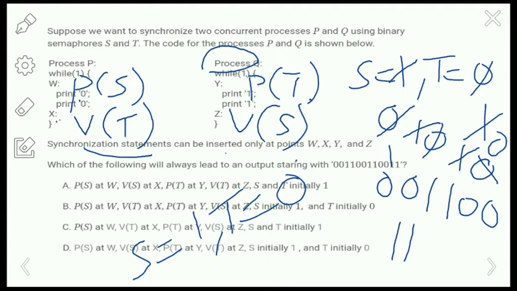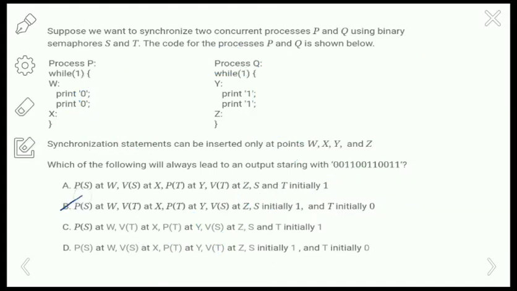Okay, and then after printing 0 values, the process q will execute. So this process will repeat and the whole string will get printed here. So that's why option B is the correct answer.